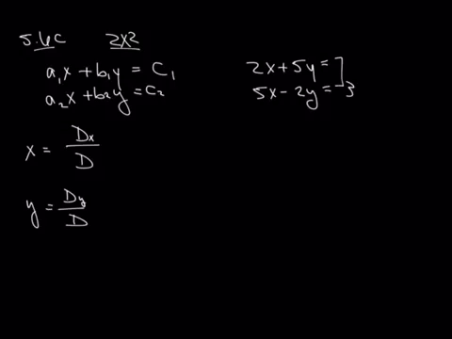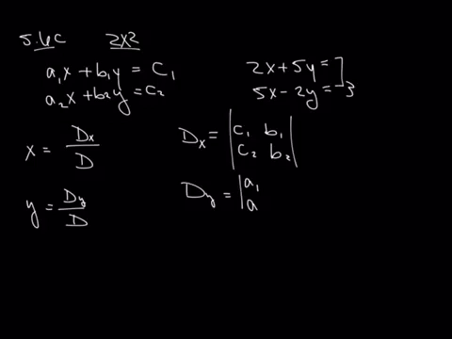Alright, so what do we do to find d of x, and d of y? Okay, d of x. This is how you find it. You take c1, c2, b1, b2, and find the minor. Okay? Just find the minor. d of y equals a1, a2, c1, c2. Find the minor. D is a1, b1, a2, b2. Find the minor. Okay, and then you're going to take this and divide, and this and divide.